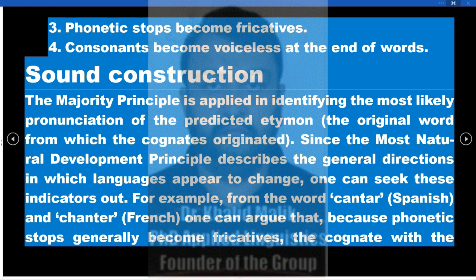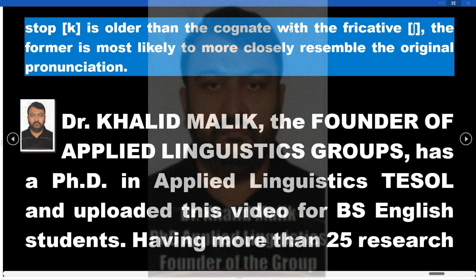Sound construction. The majority principle is applied in identifying the most likely pronunciation of the predicted etymon, the original word from which the cognates originated. Since the most natural development principle describes the general directions in which languages appear to change, one can seek these indicators out. For example, from the word cantar, Spanish, and chanter, French, one can argue that, because phonetic stops generally become fricatives, the cognate with the stop, k, is older than the cognate with the fricative.